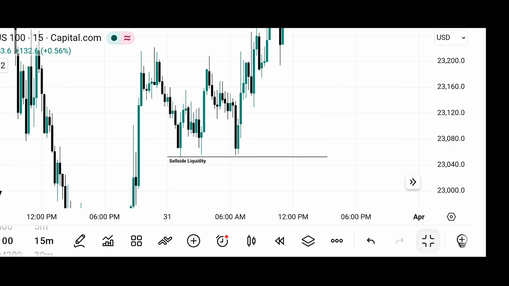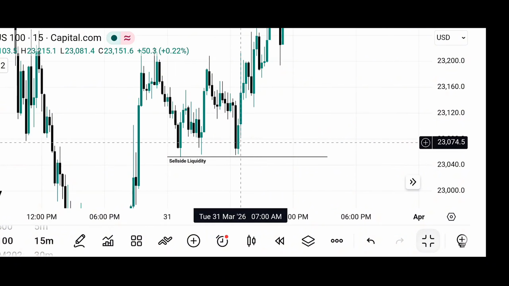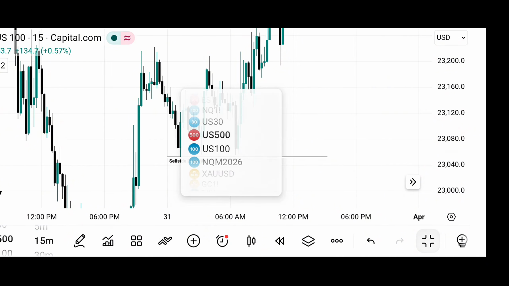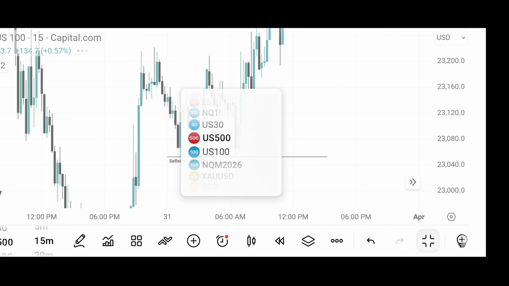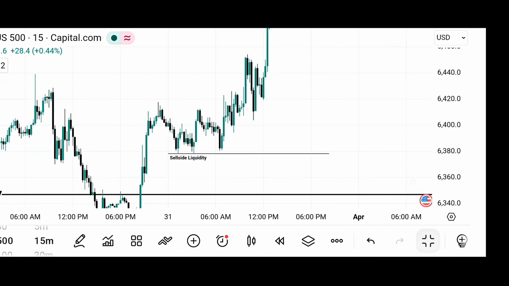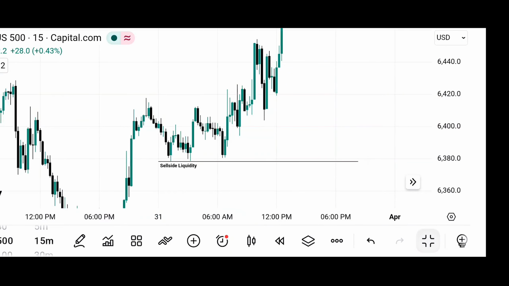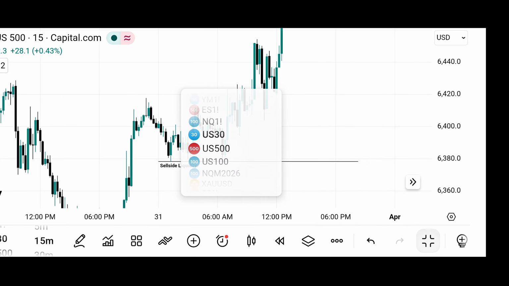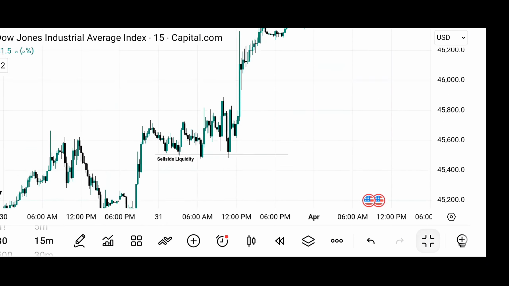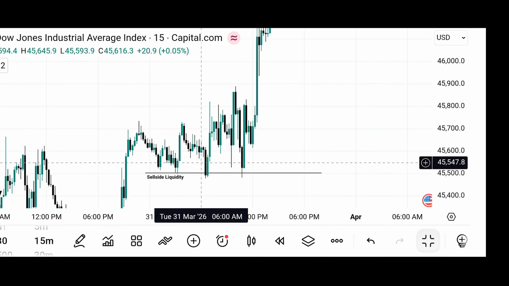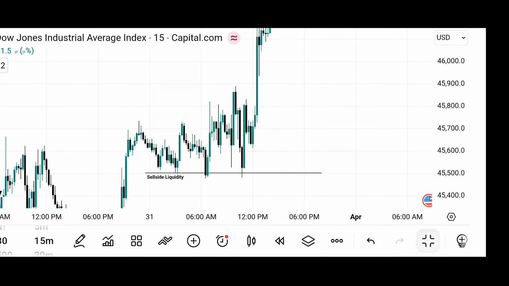The Nasdaq is making higher highs. The S&P 500 is also making higher highs at this particular time, not trading below this sell side liquidity. But the Dow Jones made a lower low before the rally up. Now that's the intermarket divergence I'm talking about.